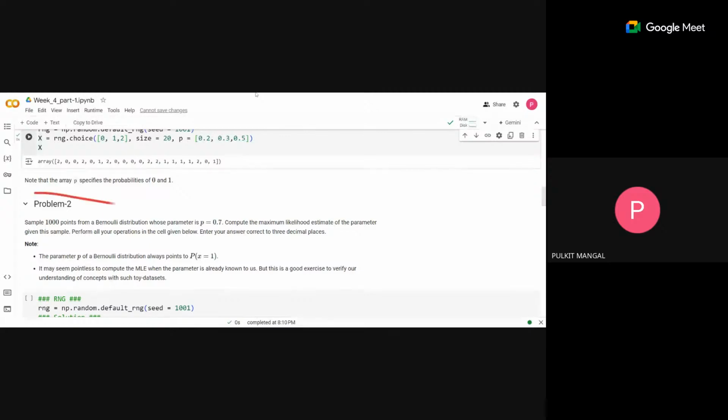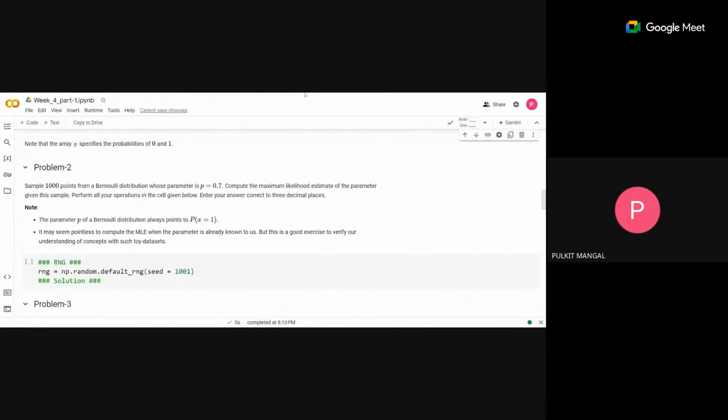Here also a note is given that the array p specifies the probability of 0 and 1, and it should sum up to 1. Next is our problem: sample 1000 points from a Bernoulli distribution whose parameter p is 0.7. The p is 0.7 means it is the probability of head, that is x equal to 1. And then compute the MLE of the parameter given the sample.